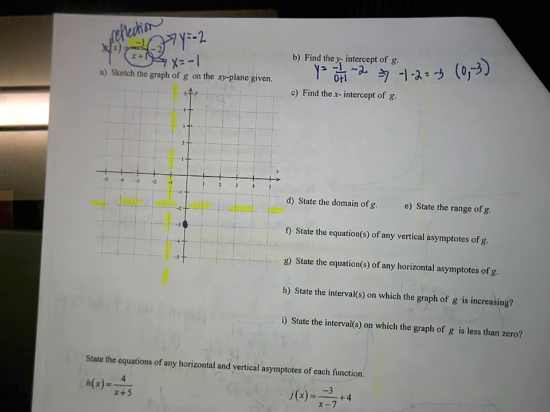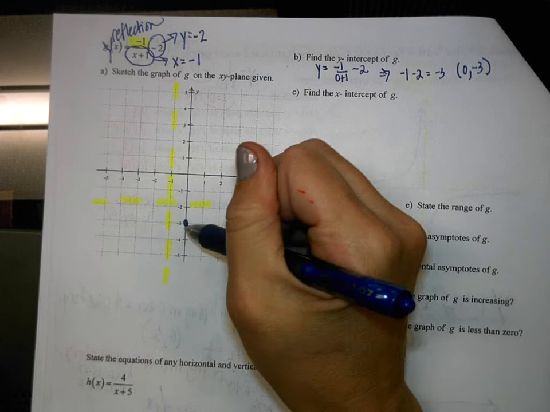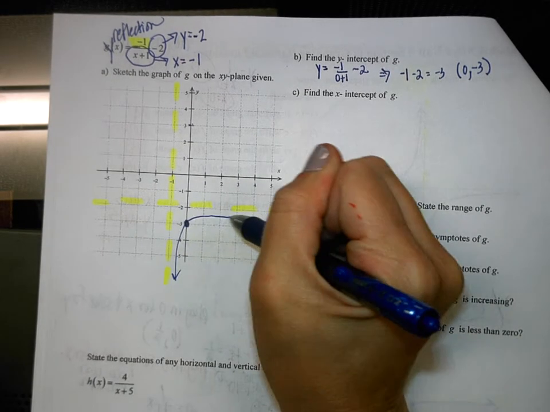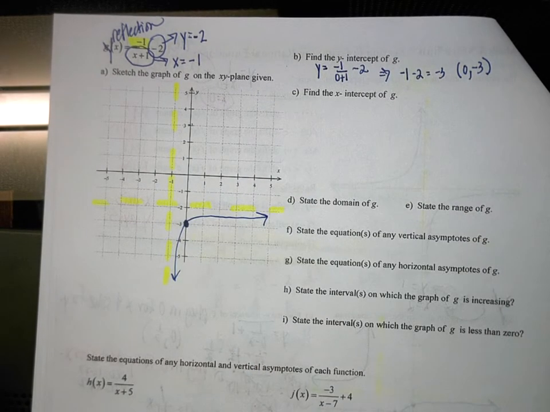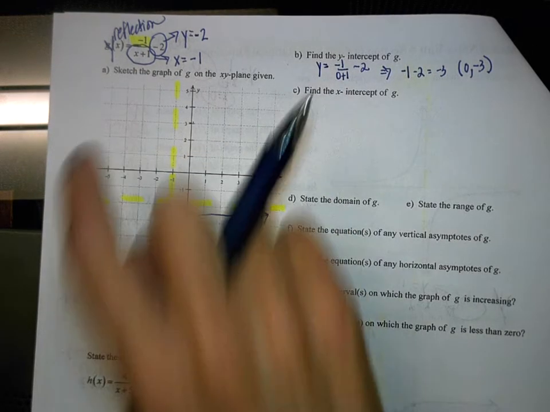Because of my asymptotes, I can go ahead and draw that curve because there's no way this can hit the x-axis. So there's my curve. Where's my other curve going to be? Quadrant 2. Very good. Over here in quadrant 2.